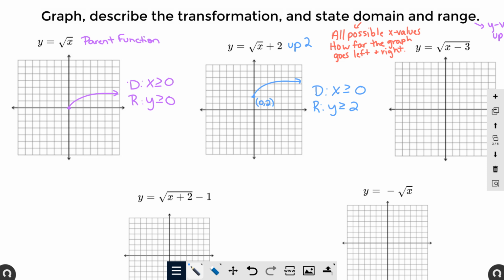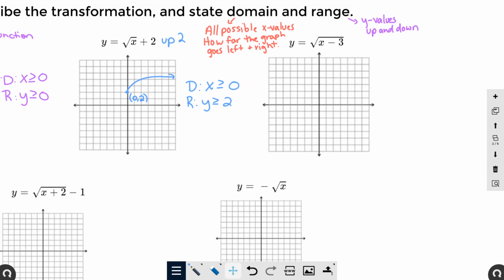What do you think would happen instead of a plus 2 here at the end? What if it said minus 3? That's where you start the y value. So it would shift down 3. So whatever number's at the end makes it move up or down. So if it's positive, it moves up, and if it's negative, it moves down.